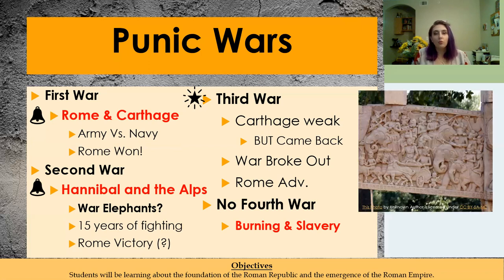And this time, Rome was in the lead from the very beginning, had a lot more power and influence, and they basically decimated Carthage. And they made sure, you know what, we're going to make sure there's no fourth war. They burned down all of their cities and enslaved all of their people. And we're like, we're done. We're done with you attacking us and we're taking over.